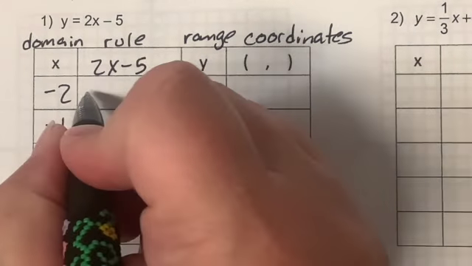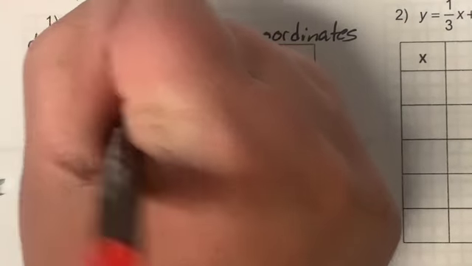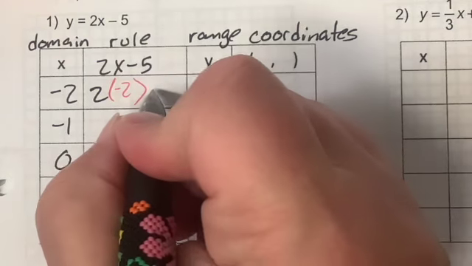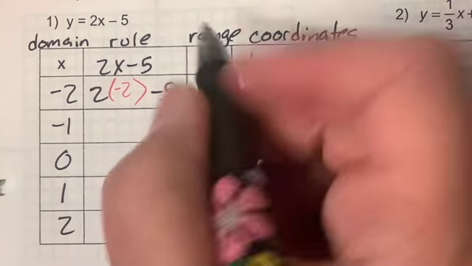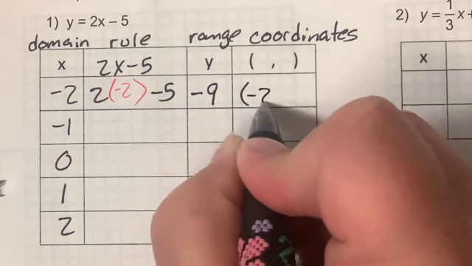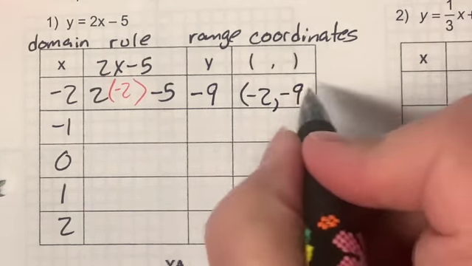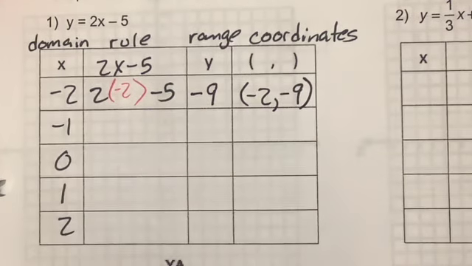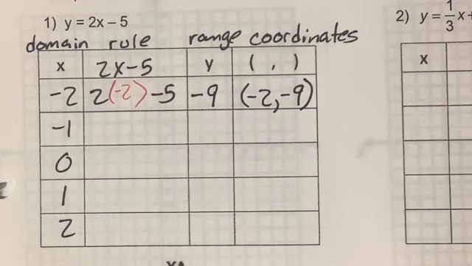Okay. 2 times -2 minus 5. 2 times -2 is -4. -4 minus 5 is -9. So the first point I want to graph is (-2, -9). Don't forget your parentheses. It's not a coordinate without the parentheses. The parentheses are vital.